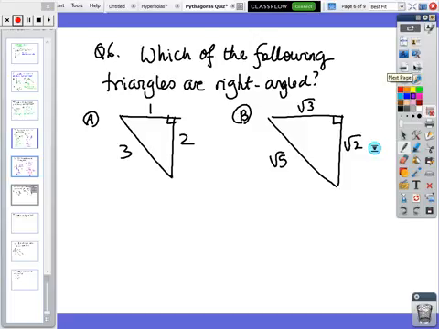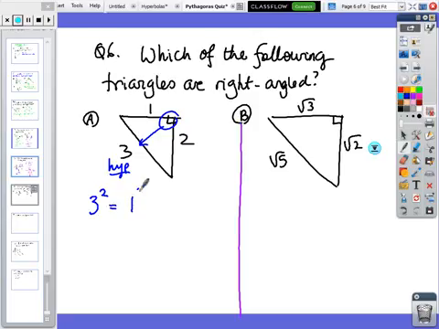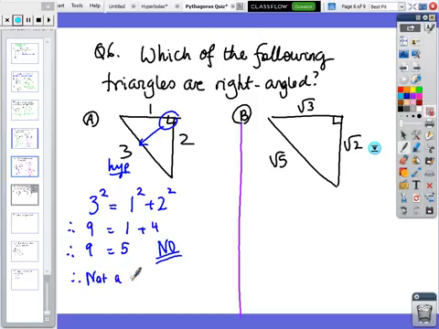Okay, which of the following triangles are right angle triangles? So you have to use your knowledge about Pythagoras' theorem, and see how you go, and come back live when you're ready. Okay, that's the hypotenuse, which is the longest side. So if it was going to be a right angle triangle, 3 squared would have to equal 1 squared plus 2 squared, and 3 squared is 9, 1 squared is 1, 2 squared is 4. Does 9 equal 5? No, it does not. Therefore, it's not a right angle triangle.